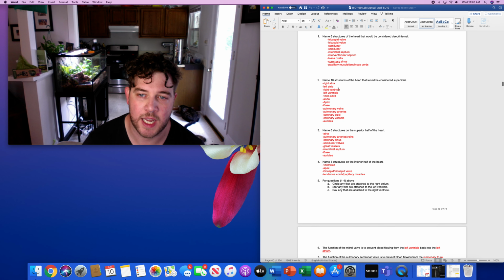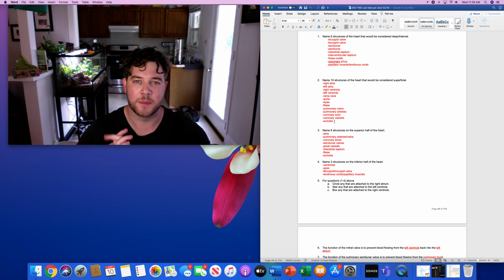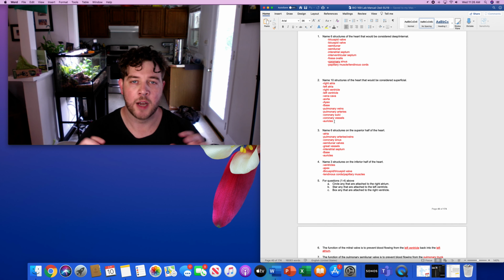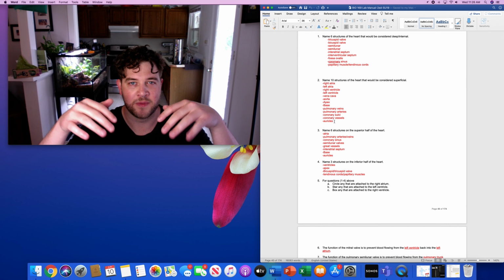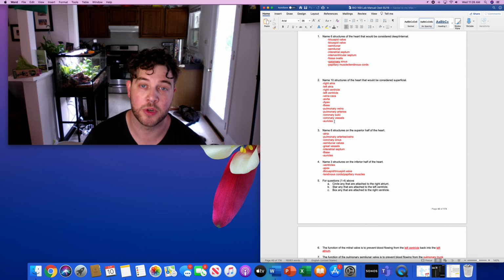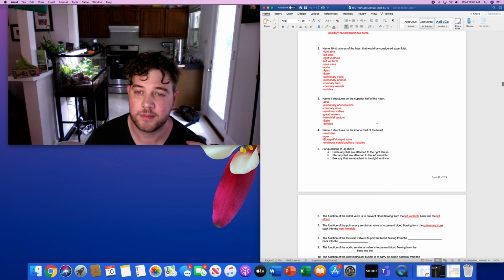Superficial structures: the atria, the ventricles, the vena cava, some of the great vessels, superficial vessels, the auricles that sit on the atria. That is one thing that people generally have trouble finding. The auricles sit on top of the atria, and they're just these little vestigial structures. We used to have a six-chambered heart, and so the auricles are remnants of those chambers.